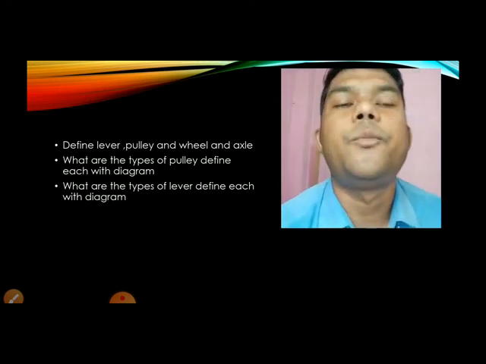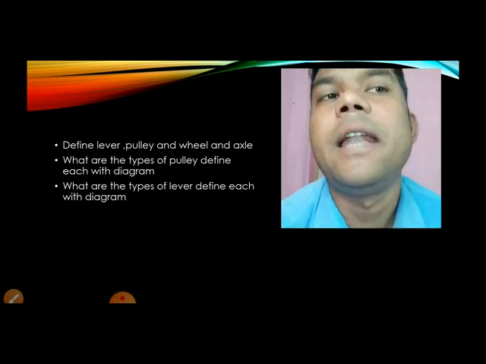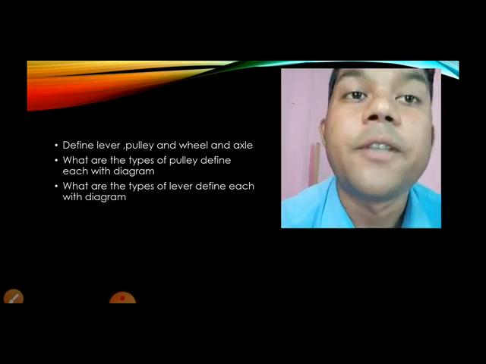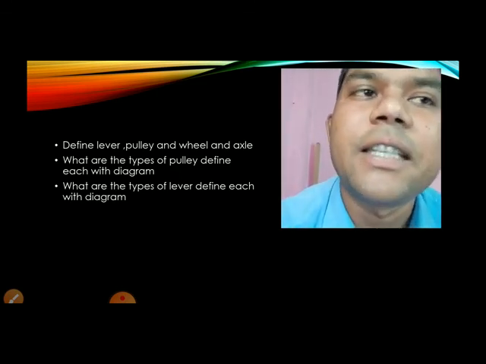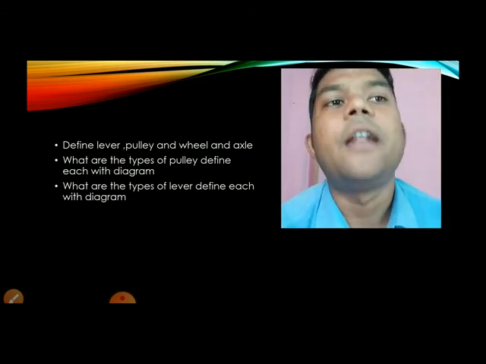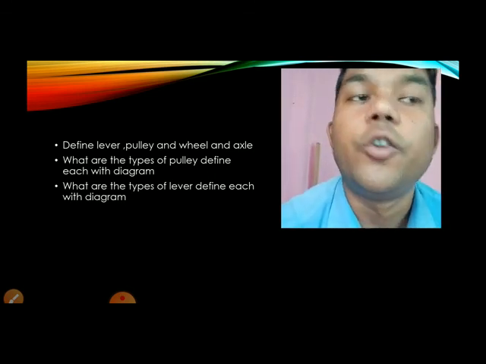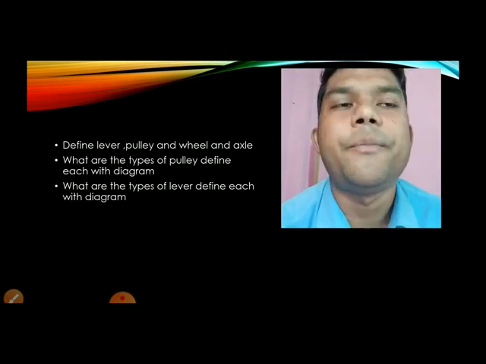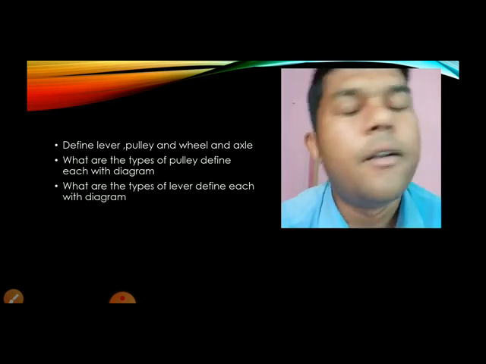That means the types of pulley: fixed pulley, movable pulley and combined pulley. Types of lever: first class lever, second class lever and third class lever. And also you should draw the diagram and label every part, what is the load, effort and fulcrum.